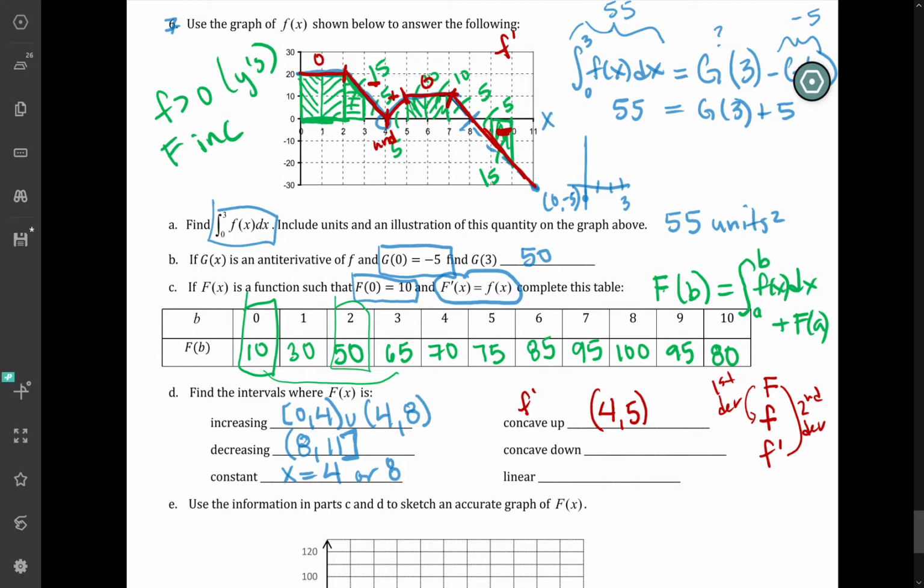Whenever f prime is negative, big F will be concave down. So that's going to be from 2 to 4, and then from 7 to 11.